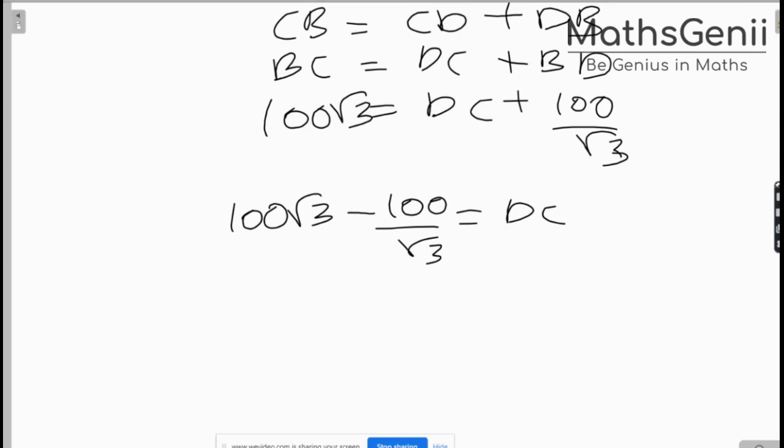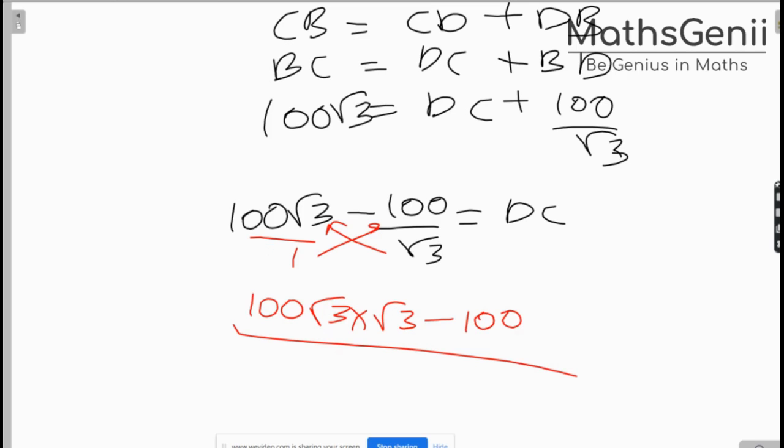Now look at this very carefully. Cross multiplication is what I'm doing. So this multiplied by this multiplied by this. So 100 root 3 into root 3 minus 100 into 1 is 100 upon 1 into root 3.